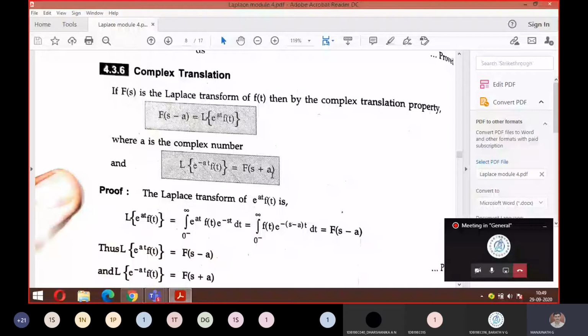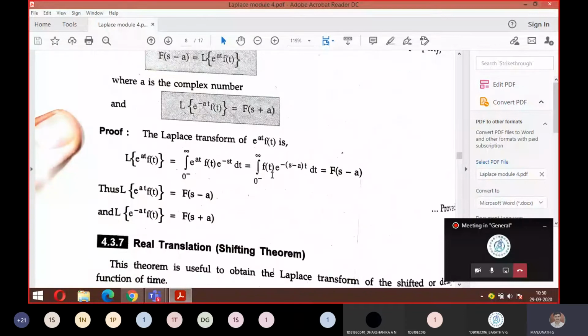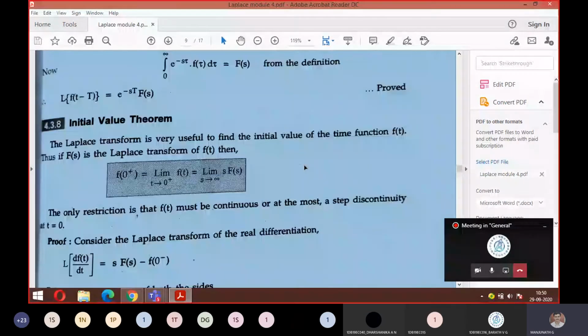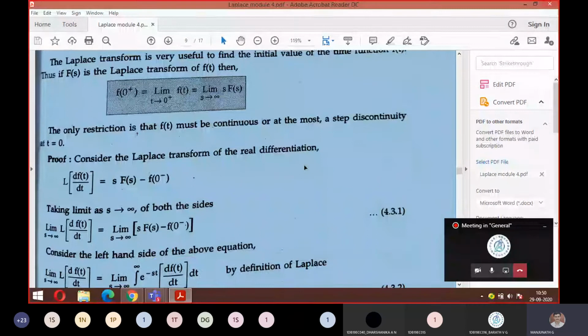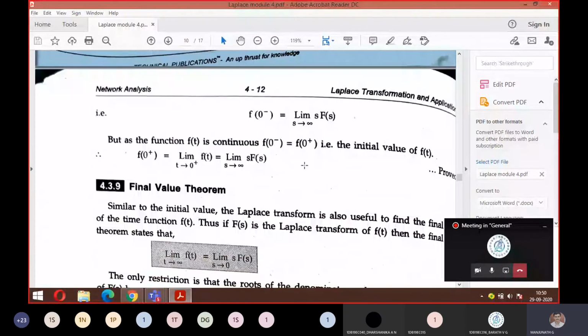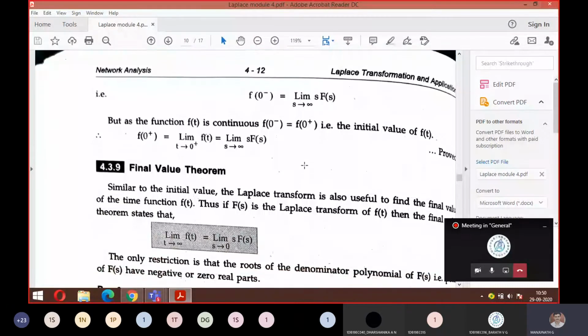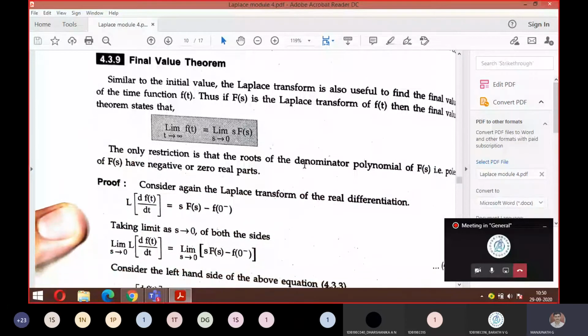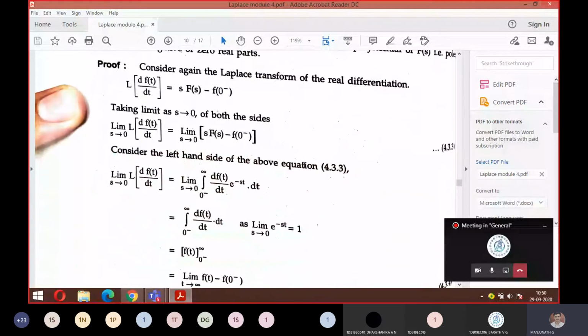In the last class, what we went through, I'll just scroll down quickly and we'll move to problems today. We went through complex shifting, and I told you how to do shifting with respect to your left hand side. Then we went through the initial value theorem as well as the final value theorem. Whenever the initial value theorem comes into the picture, just remember you need to apply limit as s tends to infinity. Similarly, with respect to the final value, limit as s tends to 0. This is the only change you need to make sure of.